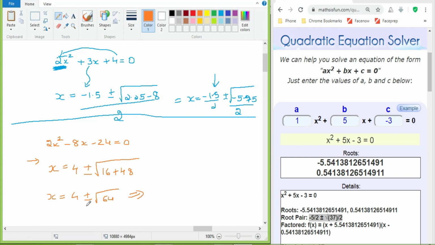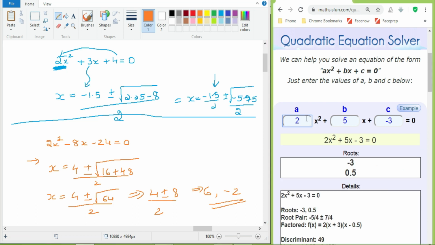Now look here. This talks about 4 plus or minus 8, right? Sorry, I missed that. We have 2 over here, so we have to divide by 2 also. So 4 plus or minus 8 divided by 2. 4 plus 8 is 12, 12 by 2 is 6. And 4 minus 8 is minus 4, divided by 2 is minus 2. Anyone got this answer? 6 and minus 2? Yes, look here guys, we have got the answer as 6 and minus 2.